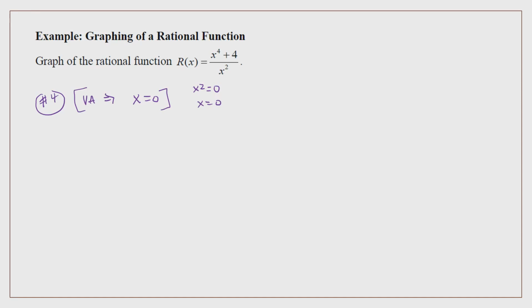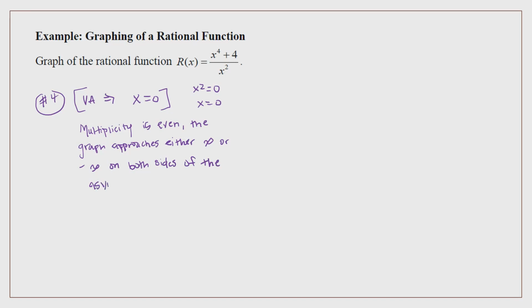Now, since the factor that got us our vertical asymptote has a multiplicity that is even, the graph approaches either infinity or negative infinity on both sides of the asymptote.